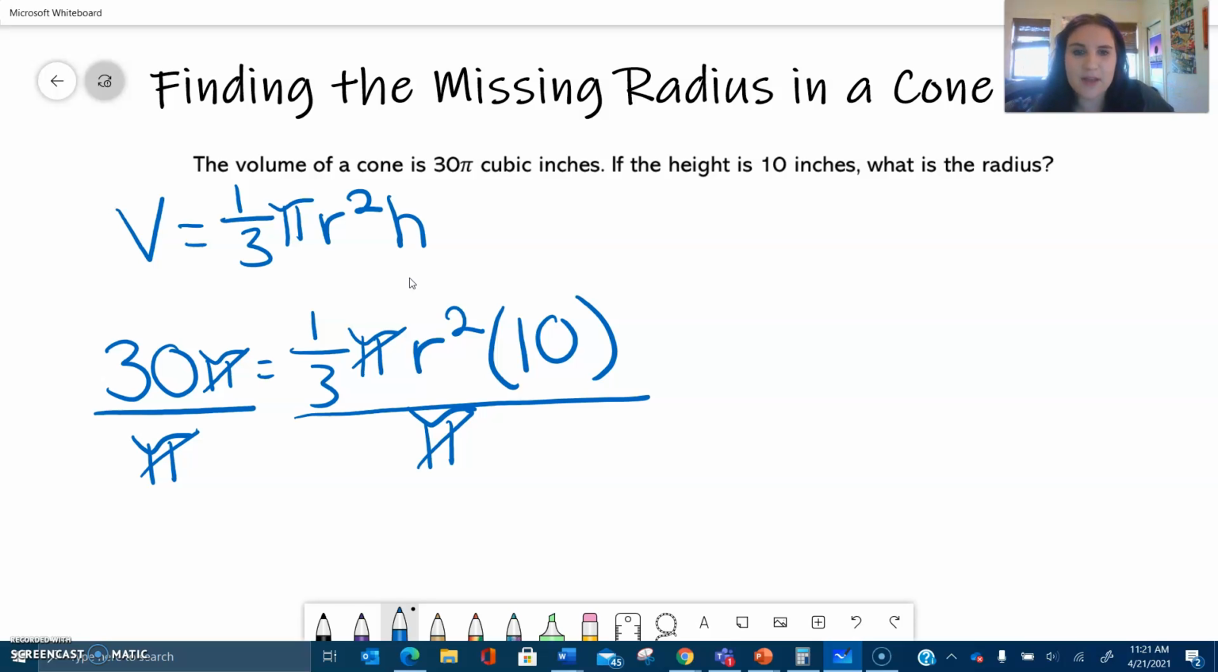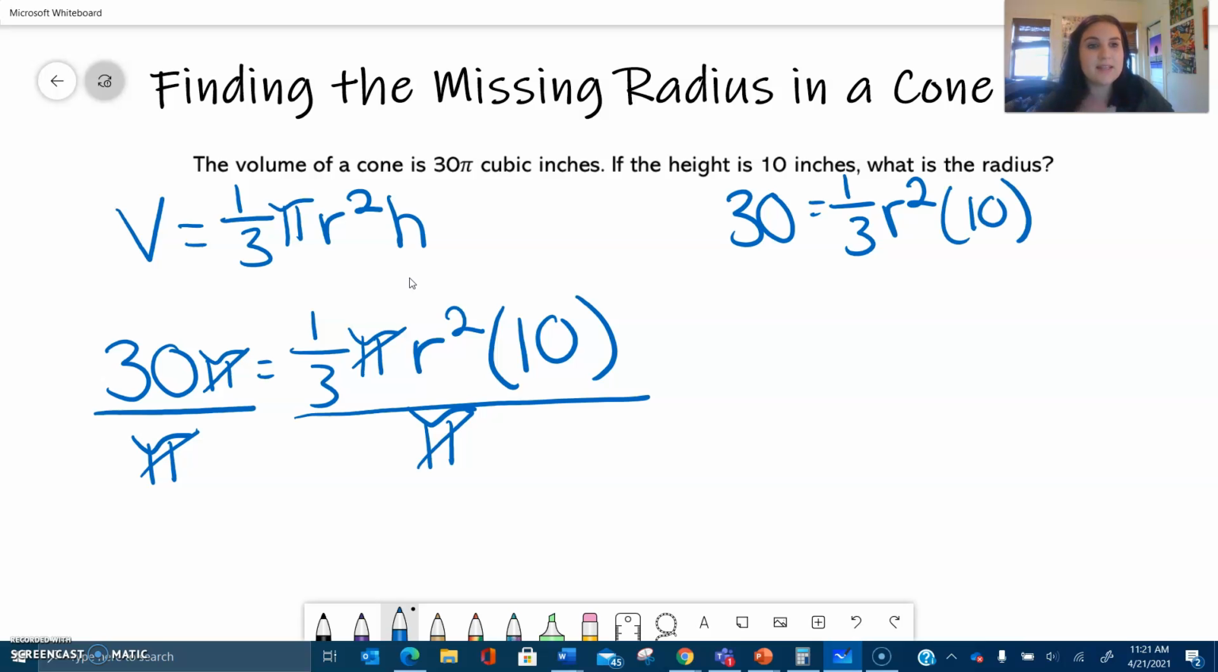So what am I left with? I'm left with 30 equals 1/3 times the radius squared times 10. The next thing I want to deal with is this fraction, 1/3. I don't really want to have to deal with it. So in order to undo that 1/3, I can multiply both sides by 3.